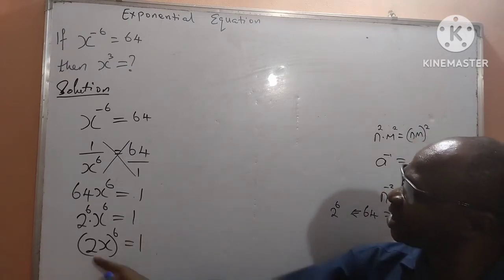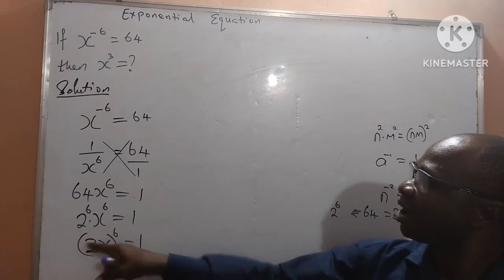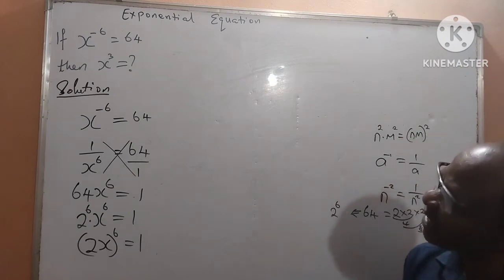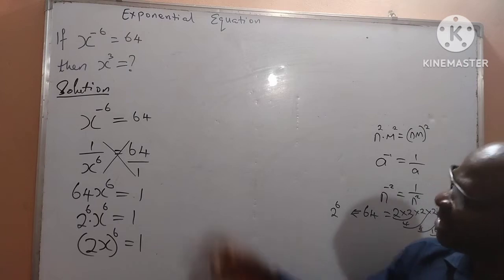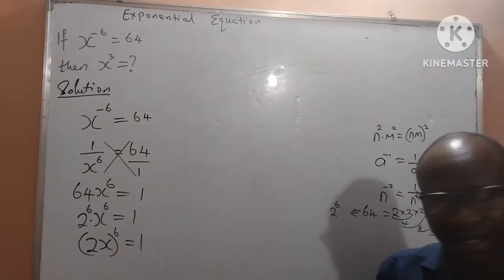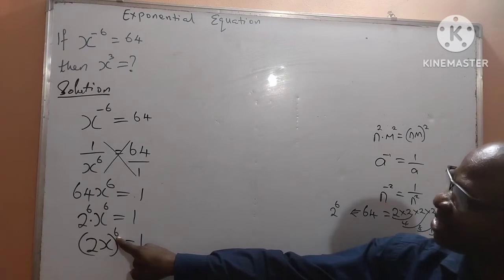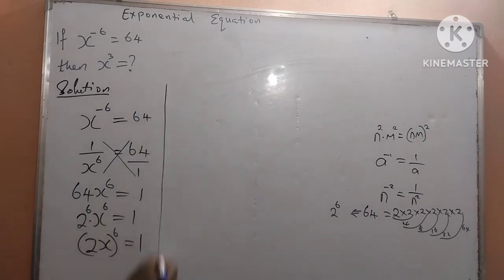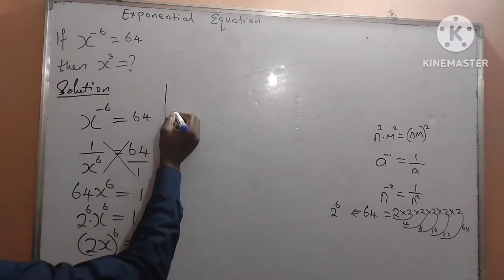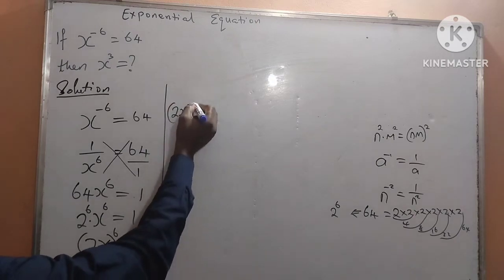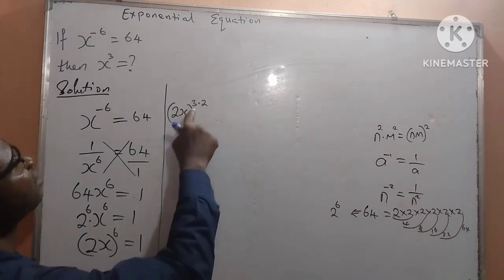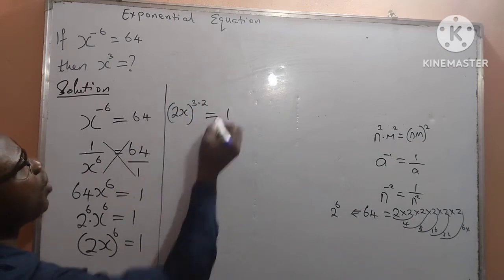What we have now is 2x all to the power of 6 equal to 1. That is what we have now. And what next shall we do? Our interest is to find x to the power of 3. So let us work on this 6 to see how we can get 3 from it. And that means I shall now have this 6 written as 2x all to the power of 3 multiplied by 2, because 6 is the same thing as 3 times 2. Okay? 3 multiplied by 2, which is equal to 1.